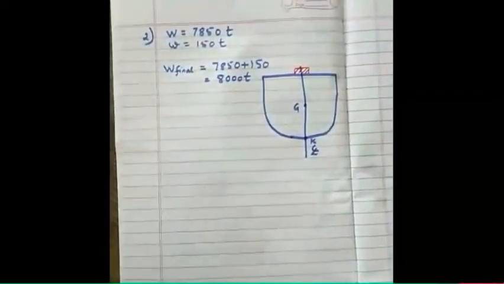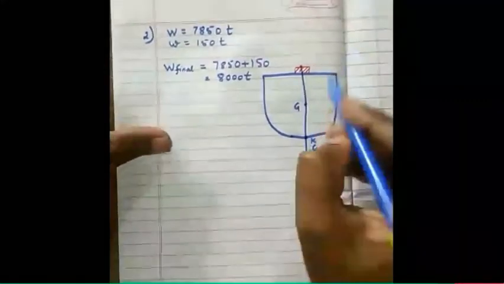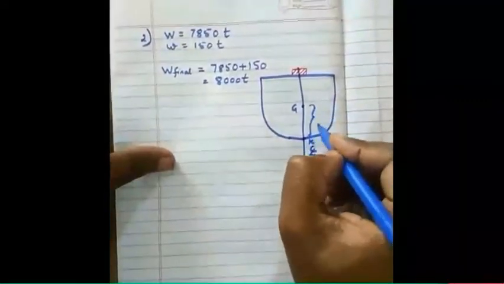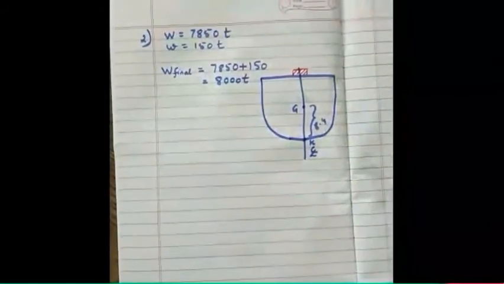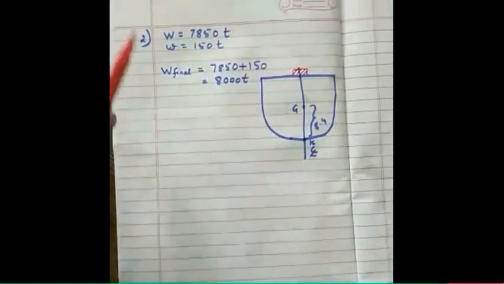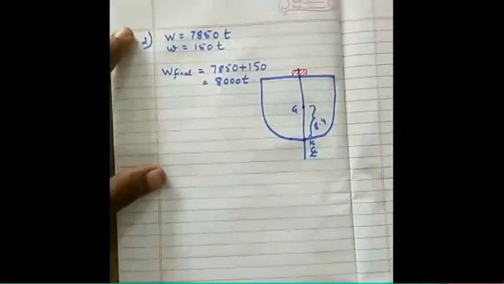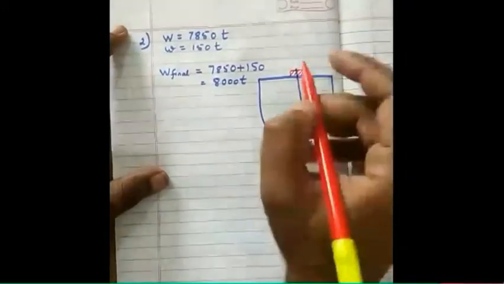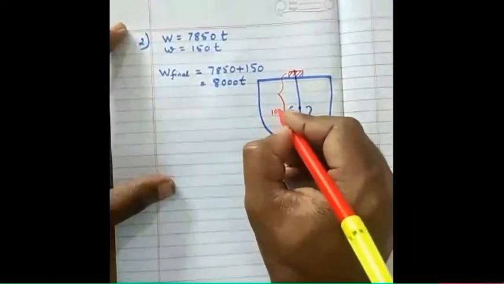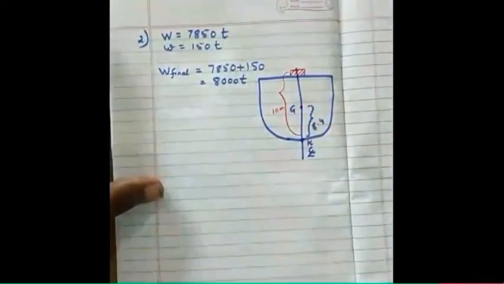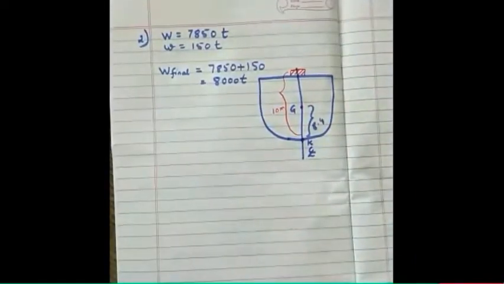I loaded some cargo on the upper deck. Initial KG of the ship is 8.4 meter, so this distance is 8.4 meter. And upper deck KG is given as 10 meters, so this distance is given as 10 meter. Okay, fine, this is what I have done.